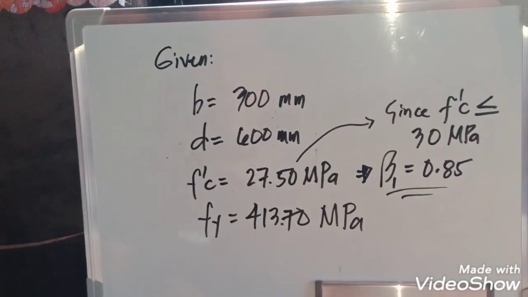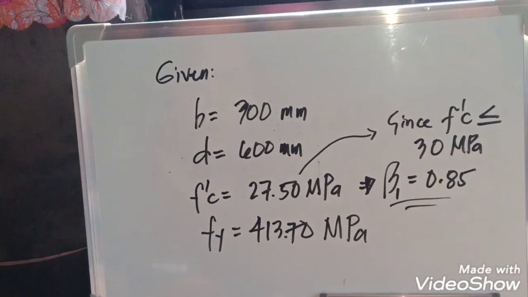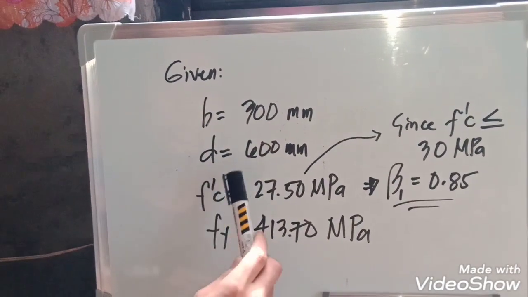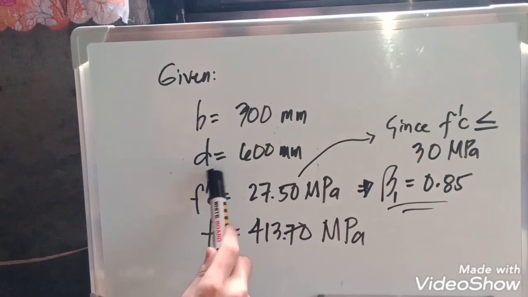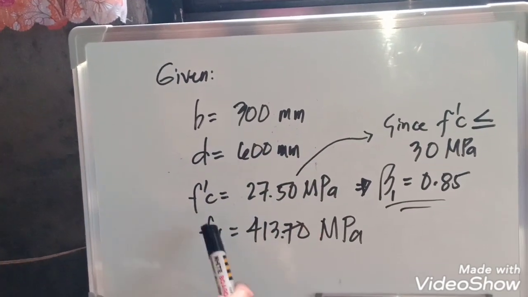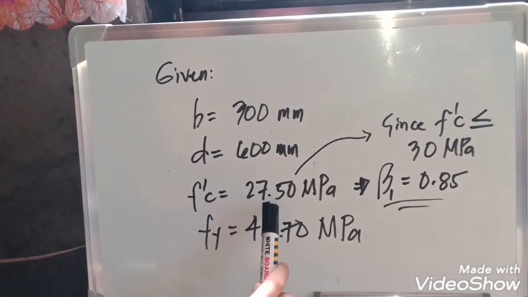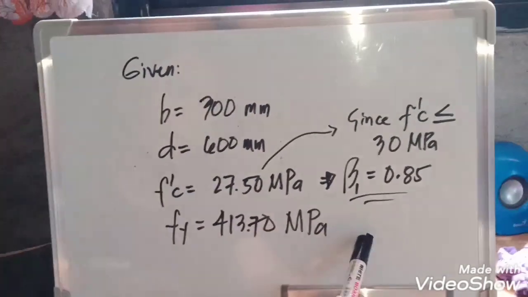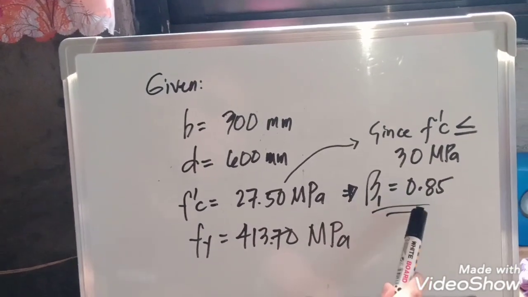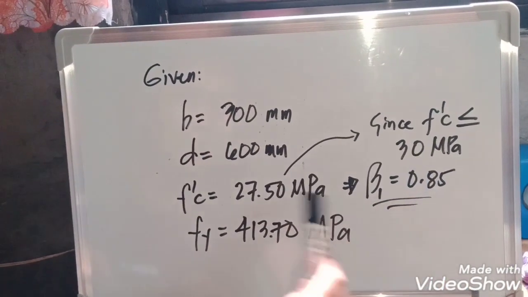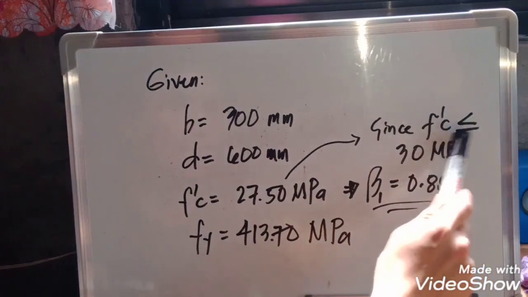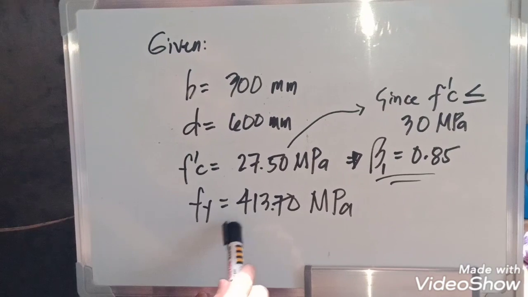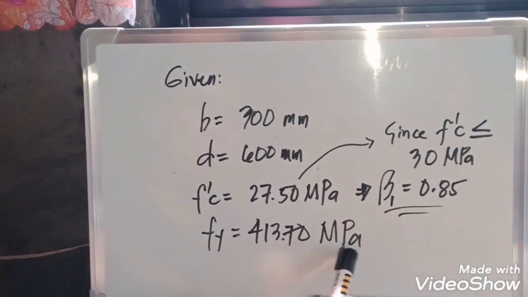First, let's move on to our given. From the problem, our givens are B equal to 300 millimeter, D, our effective depth, equal to 600 millimeter, and our F prime C equal to 27.50 MPa. In connection with this, our beta 1 is equal to 0.85, since our F prime C is less than 30 MPa, and our Fy is equal to 413.70 MPa.